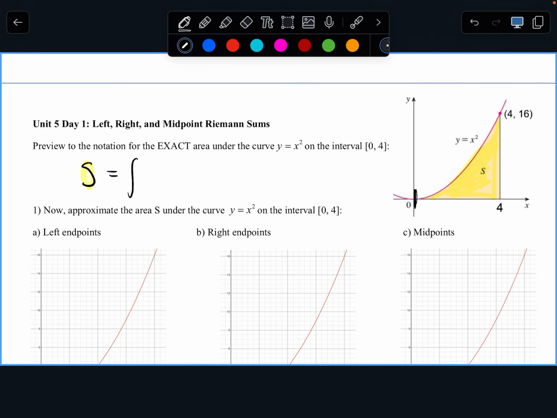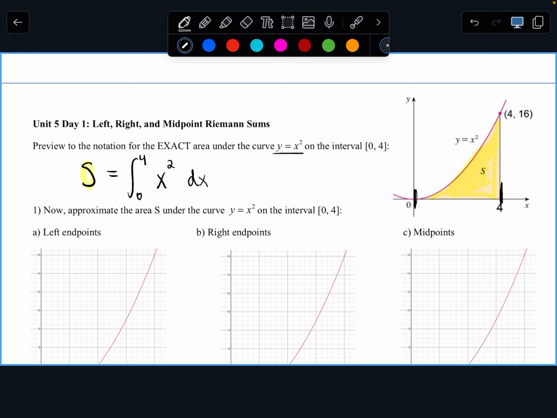And if you're finding the area from 0 to 4, on that interval on the graph, I'm going from 0 to 4. And then the equation of what you're finding the area underneath goes there, x squared, because they told me that was the equation. And then dx, we're going to talk about that a lot more, on where this notation comes from. But when you see an integral thing like this, that means exact.